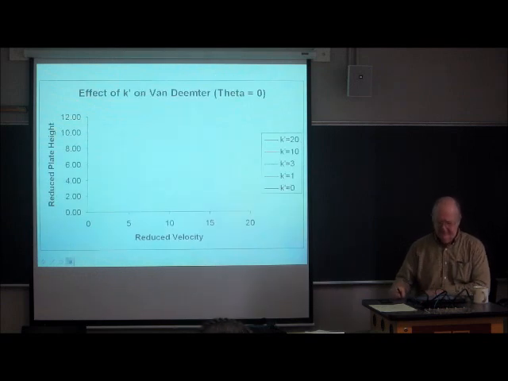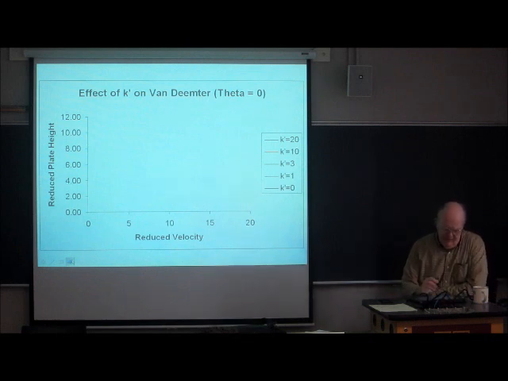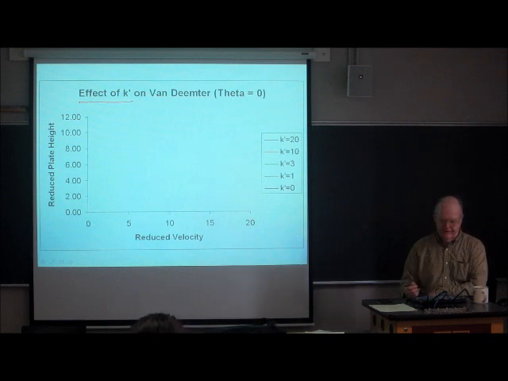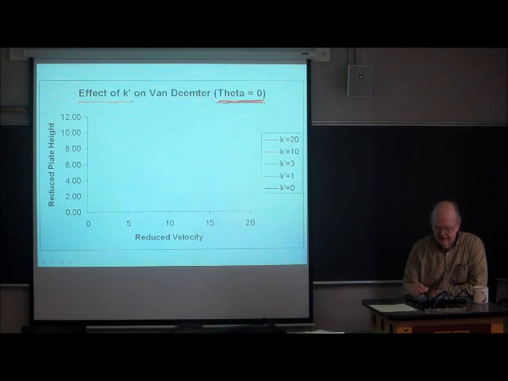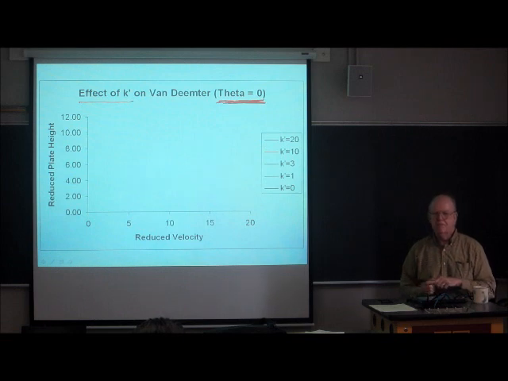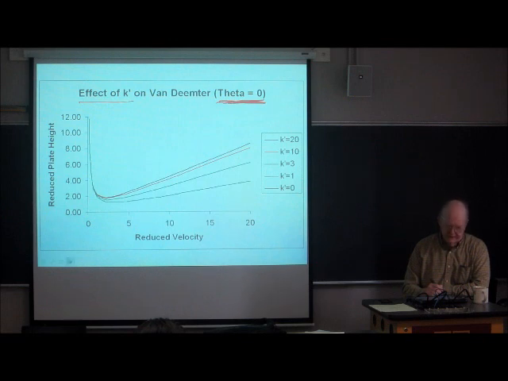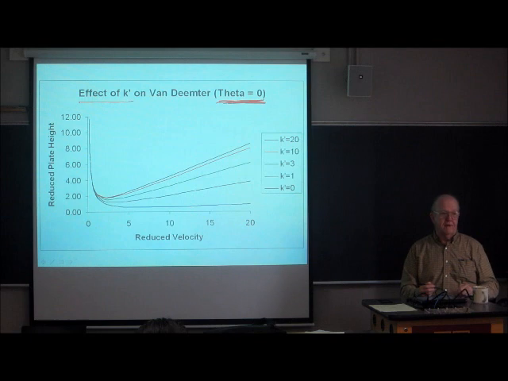Okay, so let's get into what the effect of all of these damn parameters are. We're just going to look at the effect of the retention factor on the Van Deemter. We're going to assume that the kinetics are infinitely fast. That means theta is 0. Complete and total equilibrium. There's what you get if k prime is 20. If I make k prime a factor of 2 smaller, that's what you get. If I go to a k prime of 3, that's what you get. K prime of 1, you get to there. K prime of 0, you get to there. You can't do any better than that.